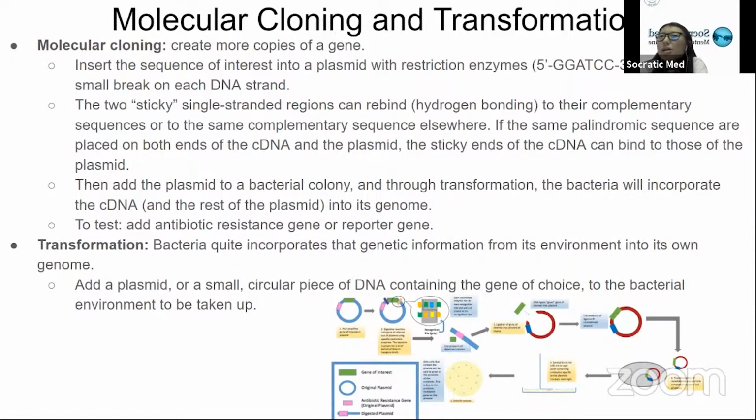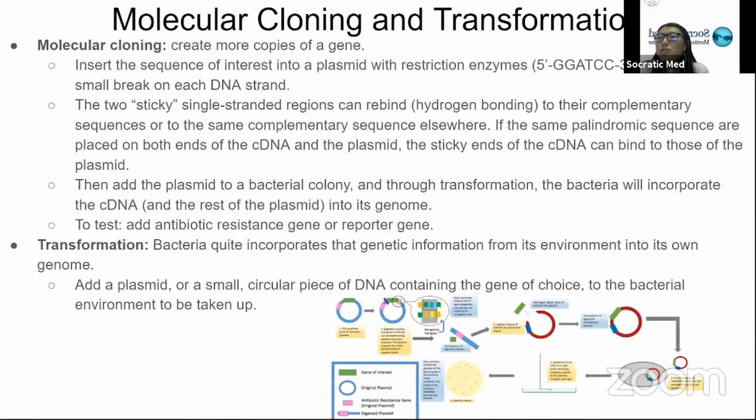Also, a common way to test the insertion, and that the bacteria is creating these genes from the plasmid that we aim to have, is to add an antibiotic resistance gene into the plasmid. As the bacteria creates that antibiotic resistance gene, we add that antibiotic and see if the bacteria actually shows that property of being resistant to the antibiotic.